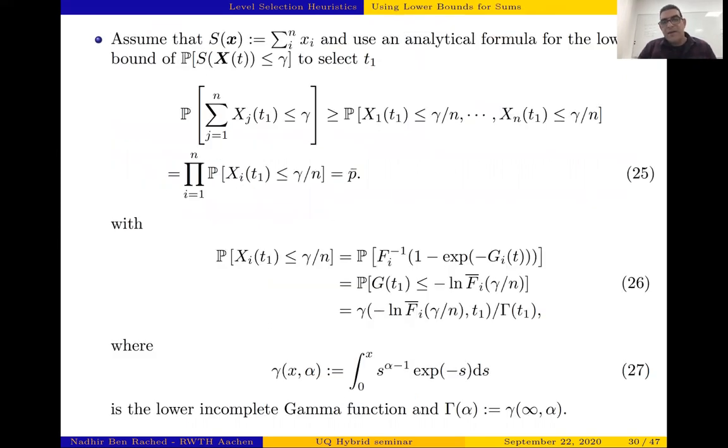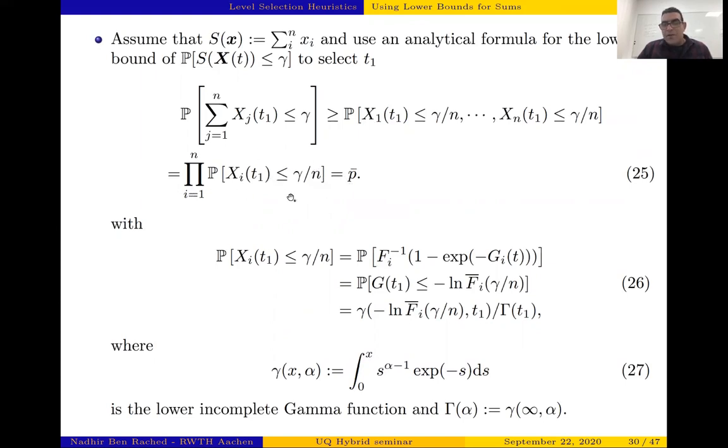The second one is not generally applicable. It applies when S of X is equal to the sum of Xi. And the idea is to use a closed form analytical lower bound for the probability of interest. So the probability of interest is lower bounded by this quantity, and the time T1 is found by solving this equation by equating this lower bound to P bar.